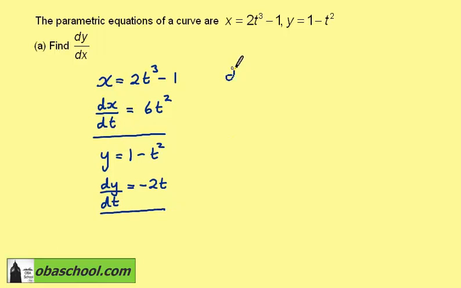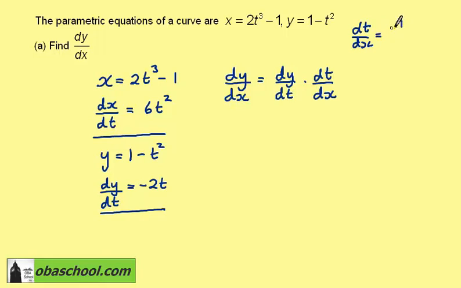The chain we form is that dy/dx is equal to dy/dt multiplied by dt/dx. If we look at this, we can see the dt's would cancel if these were fractions, leaving us with dy/dx on the right-hand side. dt/dx, it's worth noting, is 1 over dx/dt.